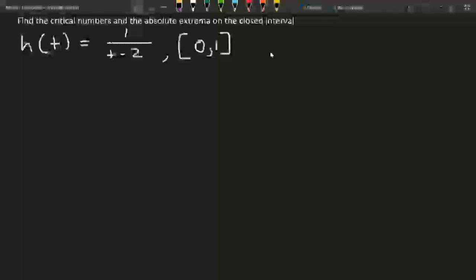So, if you remember correctly, the first step here would be to find the derivative. So, we'd have to find h prime of t. So, h prime of t is equal to, and then I'm just going to write it down. It is negative 1 over t minus 2 squared.